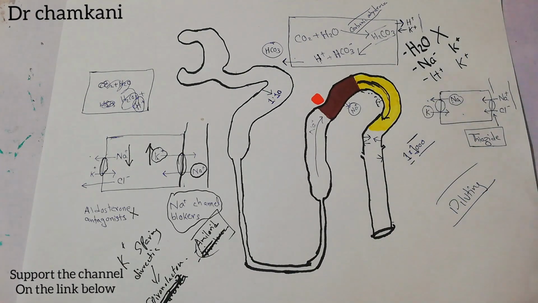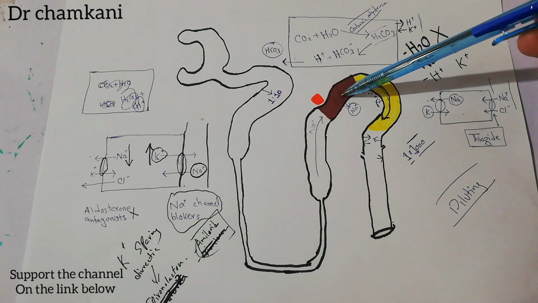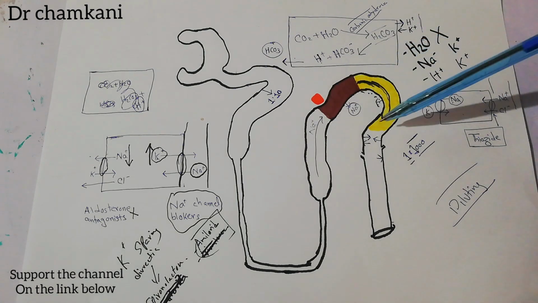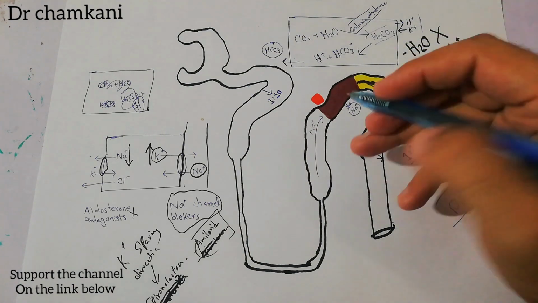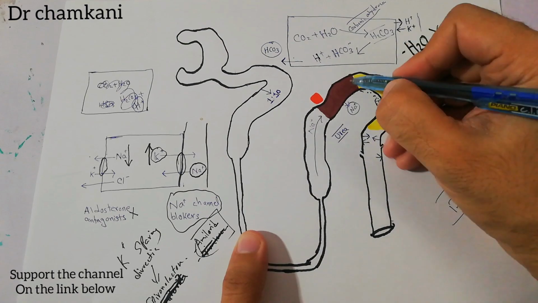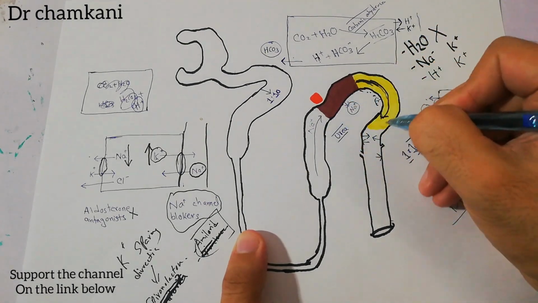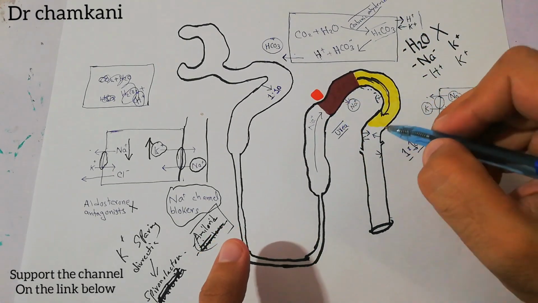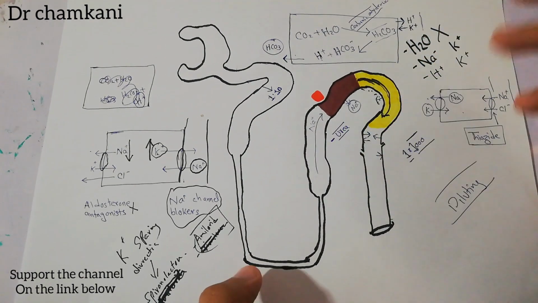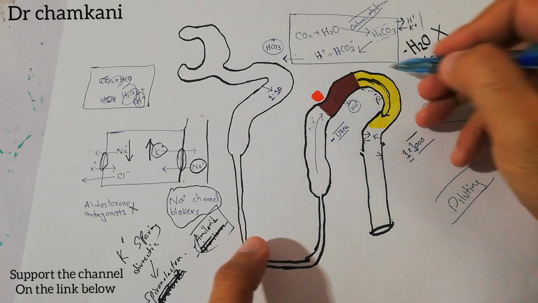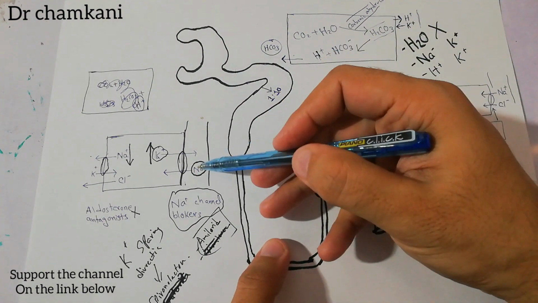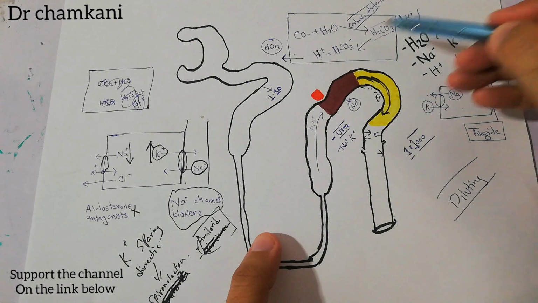To summarize the function of early distal tubule, late distal tubule and cortical collecting tubule, this segment as a whole is not allowing urea to be reabsorbed. It will not reabsorb urea. So urea will remain in the tubule and it will go out in the urine. And this portion will absorb sodium and potassium. As we discussed, sodium is absorbed here and potassium is reabsorbed here.